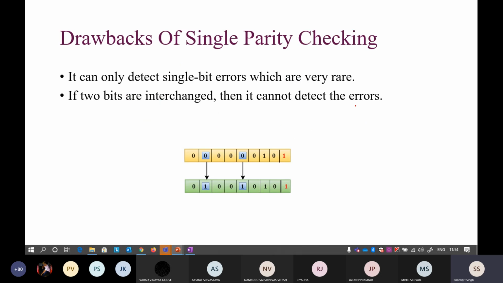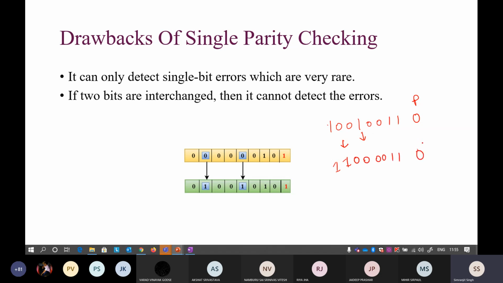Suppose I take an example like this one. 4 bits. Now check 1, 2, 3, 4. The parity bit that we have added here is 0. Now what can happen is that you get two different errors, and it has no effect on the parity bit. Suppose this particular bit is changed to 1 and this particular bit is changed to 0. Suppose this happens while you are transmitting the data.